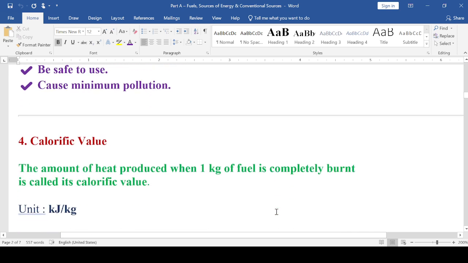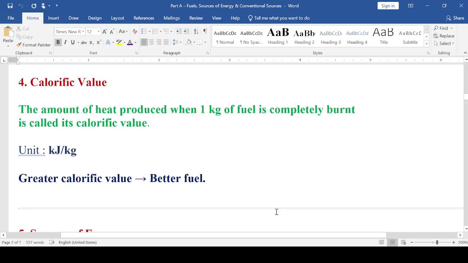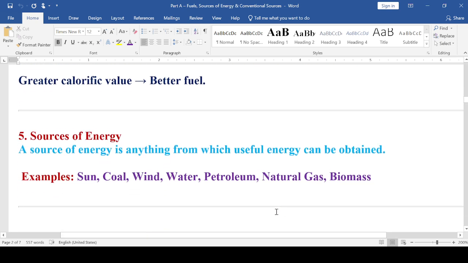Calorific value: the amount of heat produced. When you burn 1 kg of fuel completely, the amount of heat which is produced we call the calorific value, and the unit for calorific value is kilojoule per kilogram. The greater the calorific value, the better the fuel.